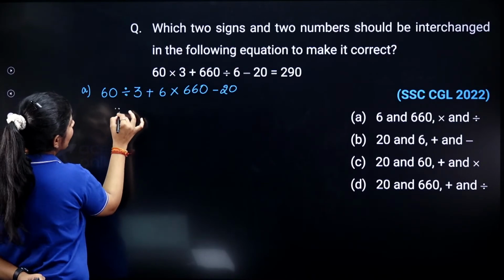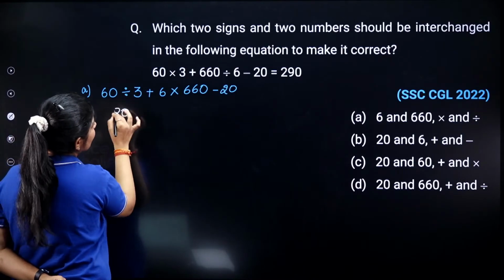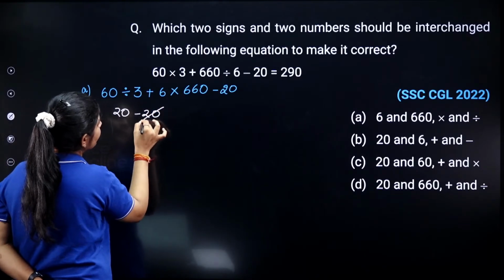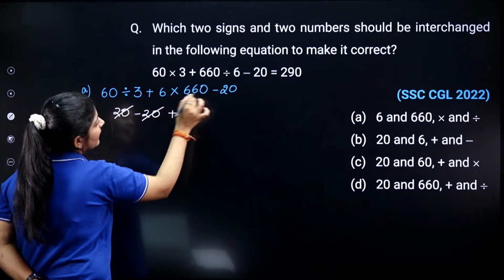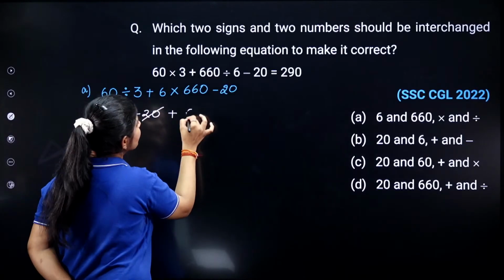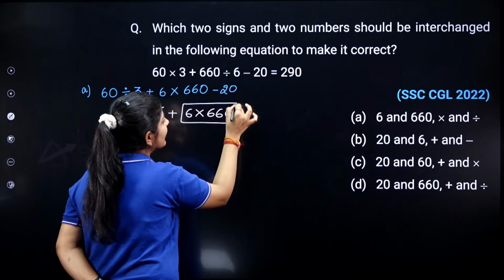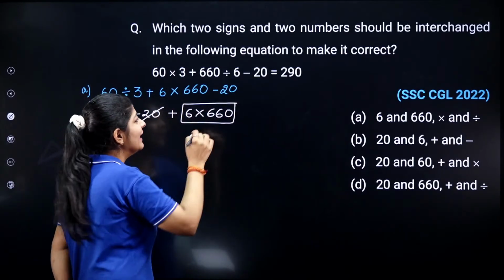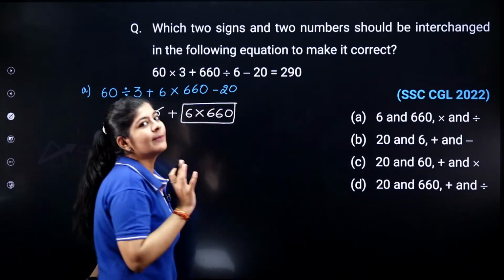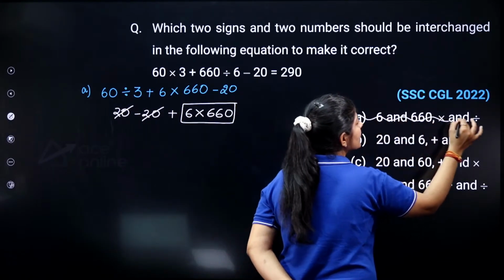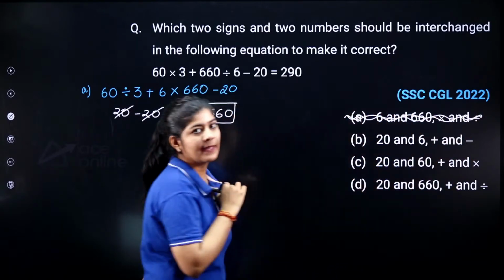Here this plus 20 and minus 20, I am directly eliminating, right? Plus, here what I am getting is 6 into 660, and this thing is present in the positive sign. In any case, I am not able to get it equal to 290. So this option is eliminated, right?